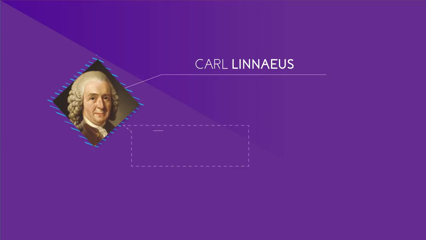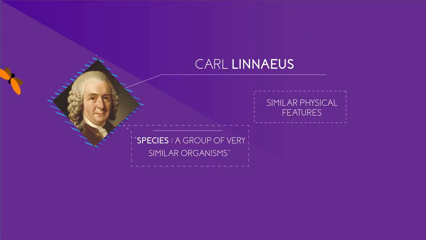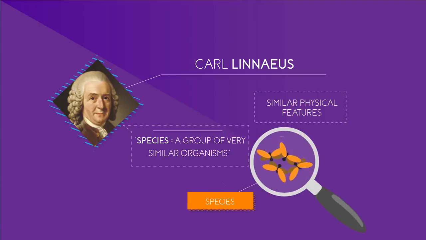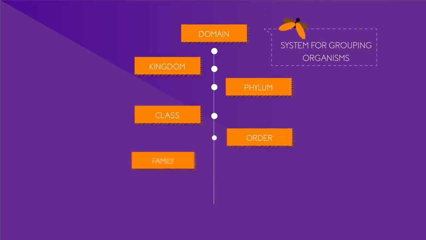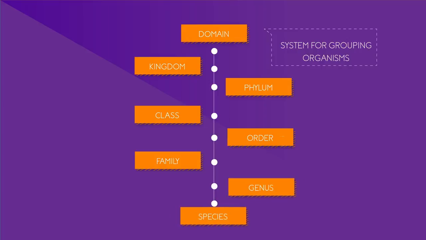Linnaeus was interested in classifying all living things, and he came up with a system for grouping organisms and identifying the relationships between them based on their physical features. His system placed organisms with the most similar characteristics together in a group he called the species. This species group was then incorporated into ever larger groups based on shared physical features, right up to the level of kingdom. Domain, kingdom, phylum, class, order, family, genus, species.